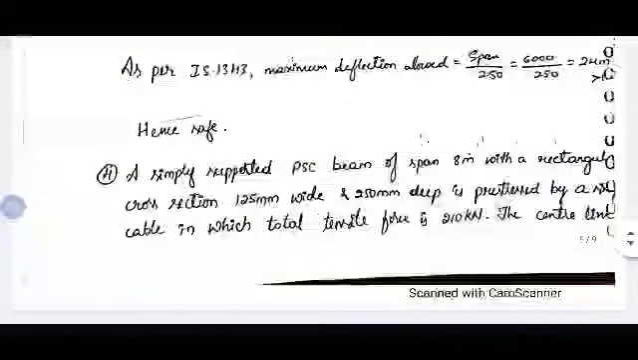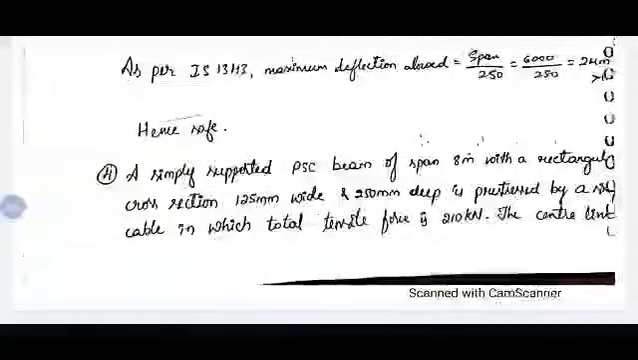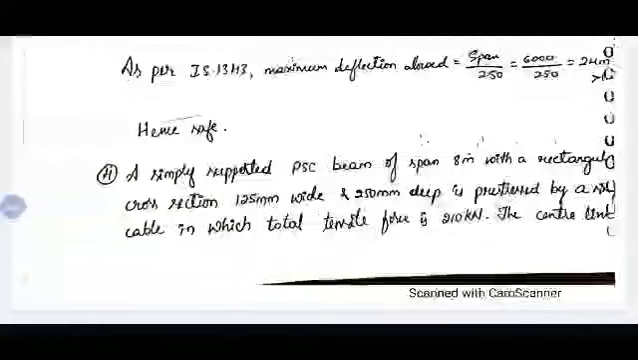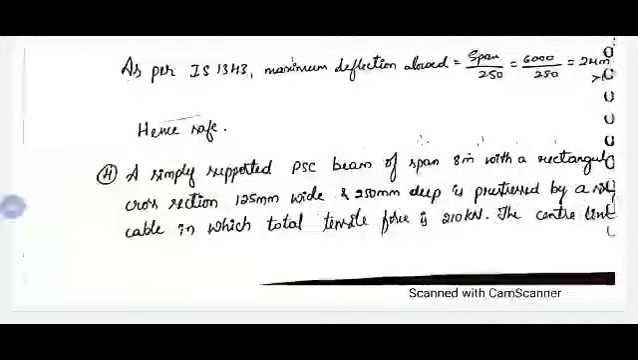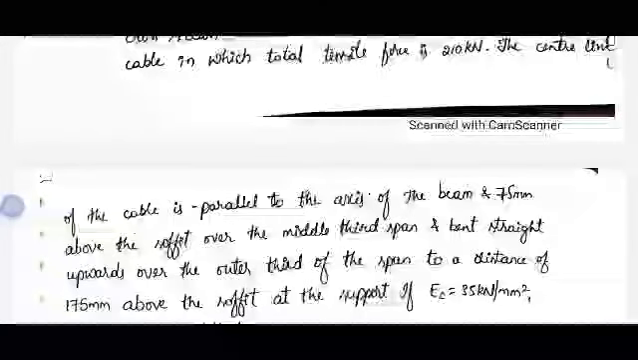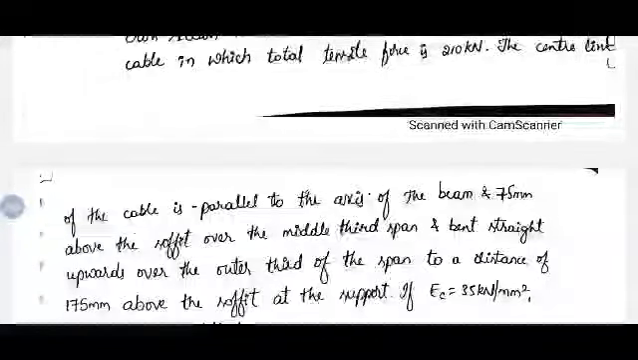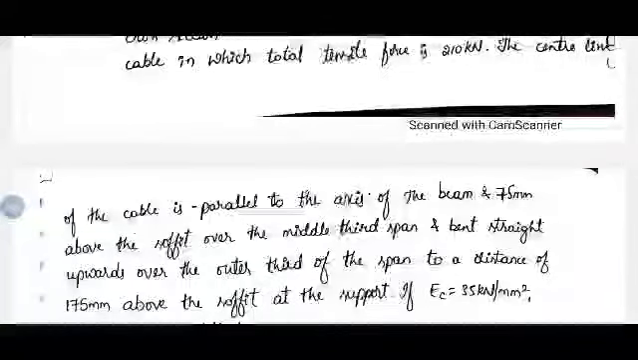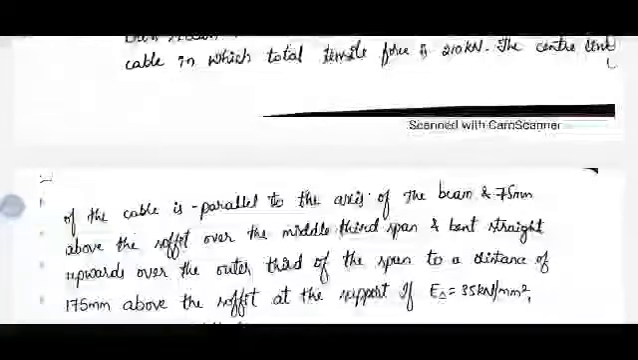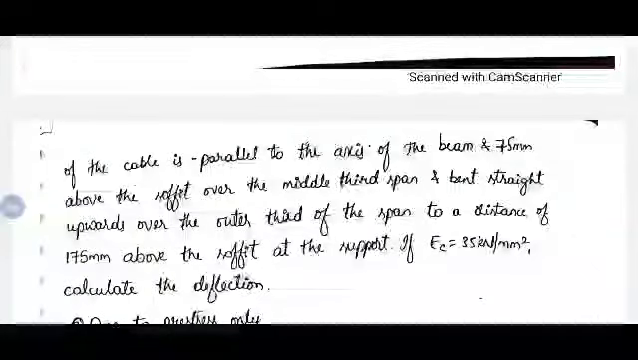Next problem. A simply supported PSC beam of span 8 meter with a rectangular cross section 125 mm wide and 250 mm deep is pre-stressed by a straight cable with a total tensile force of 210 kilonewton. The center line of the cable is parallel to the axis of the beam and 75 mm above the soffit over the middle third span, and bent straight upwards over the outer third of the span to a distance of 175 mm above the soffit at the support.